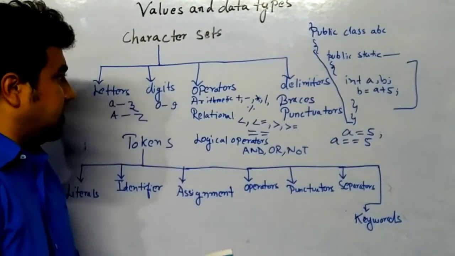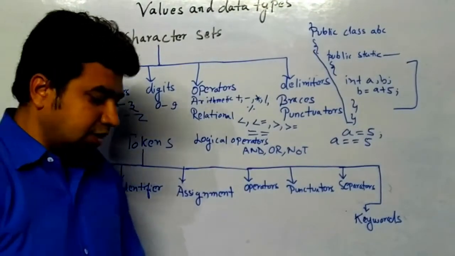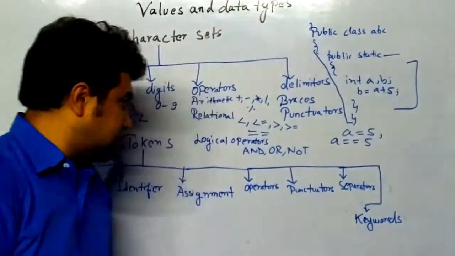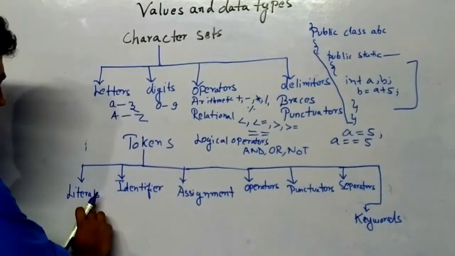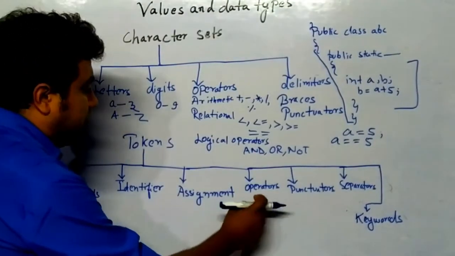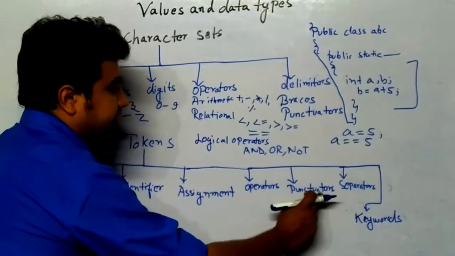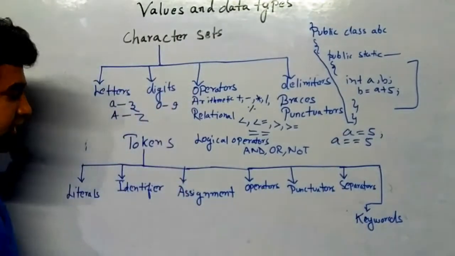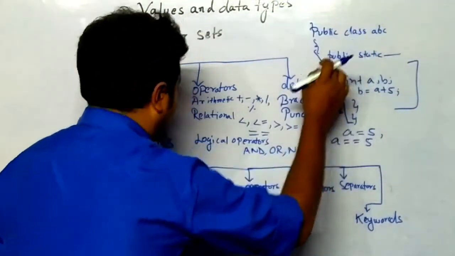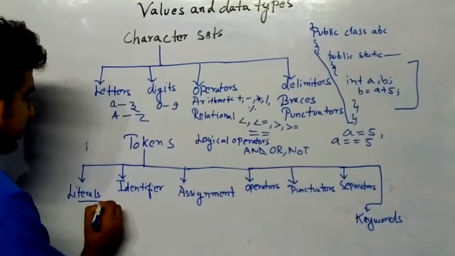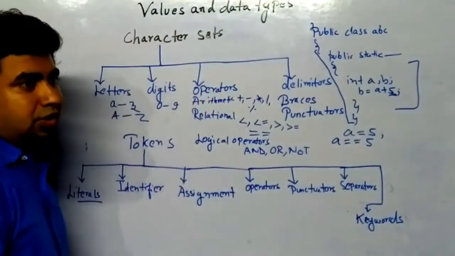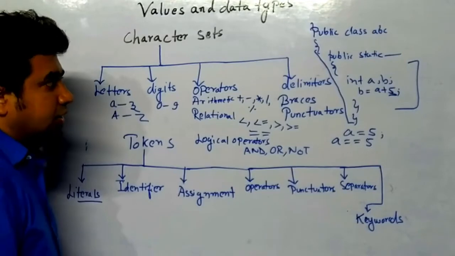So the first thing we are going to study is tokens. As I already said about tokens, tokens are basically literals, identifiers, assignment operators, then punctuators, separators, and keywords. These are the tokens which are present inside this program. If I am saying about literals, what are literals? This 5 is a literal, one value. Literals are the constant values.